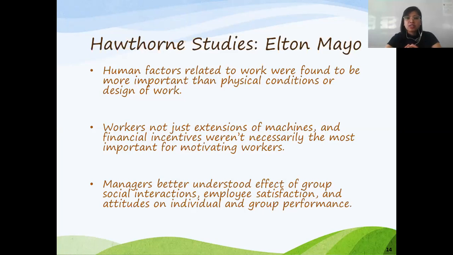Okay, so workers are not just extensions of machines, and financial incentives weren't necessarily the most important for motivating workers. So it's not only the tangible things that are important in motivating, but also our personal relationship with them, how we motivate them, and how we commend them when they do a good job or show very good performance. That's very important, not just the machines and other financial incentives.